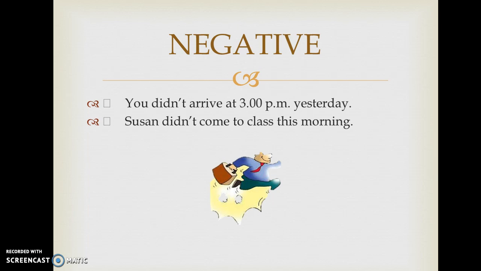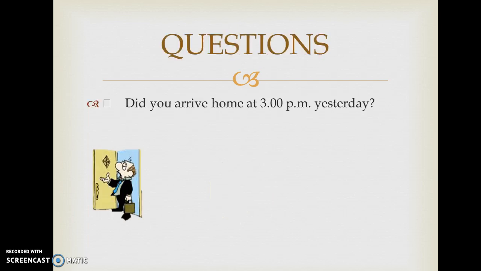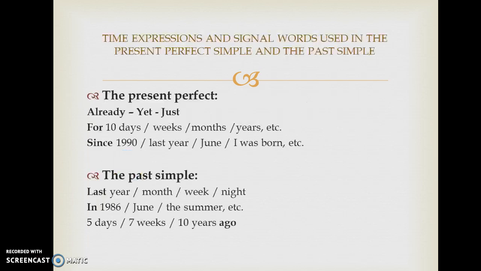Now another example with the third person, Susan didn't come to class this morning. The auxiliary is the same for all persons, I, we, you, they, he, she, it. We keep the same auxiliary and the base form of the verb. Doesn't matter if it is regular or irregular. And for questions, we have the auxiliary. Did you arrive home at 2 p.m. yesterday? The auxiliary and the base form of the verb. Did Susan come to class this morning? The same. We use the auxiliary and the base form of the verb.